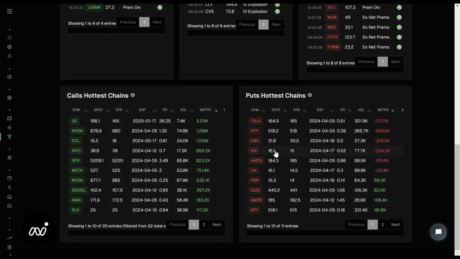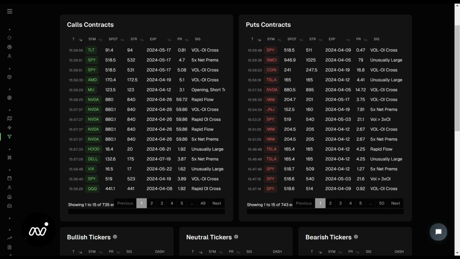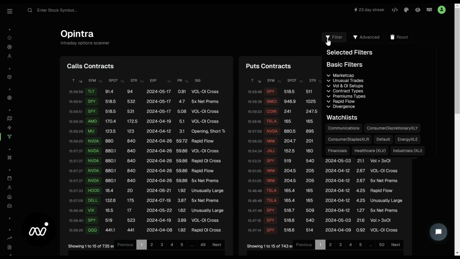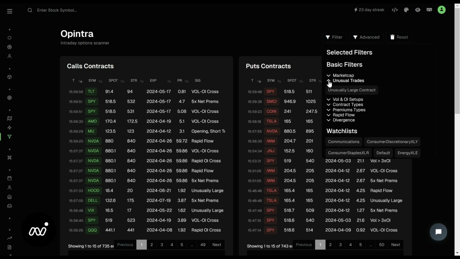The calls and puts, hottest chains are the same things that you see on the market net flow dashboard a little bit further down. So you don't have to come here to look for that necessarily, but it is here for you to keep an eye on. Pretty simple so far. Just like every scanner you use, it really comes down to what you are looking for specifically.